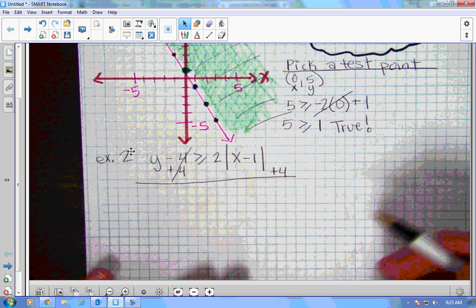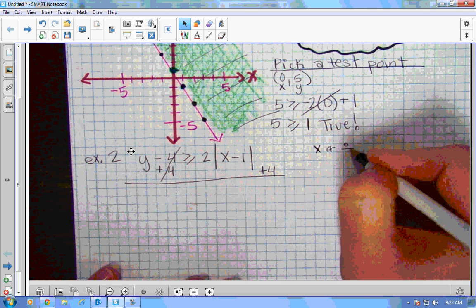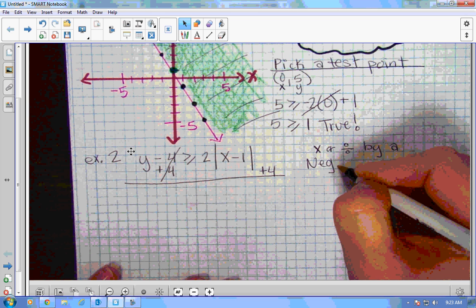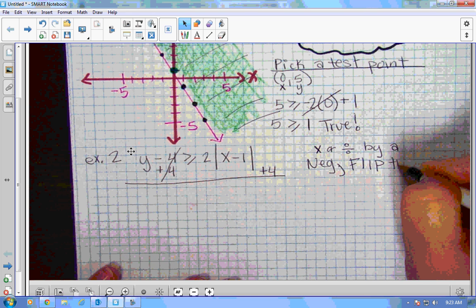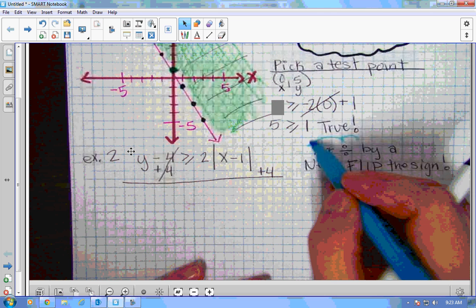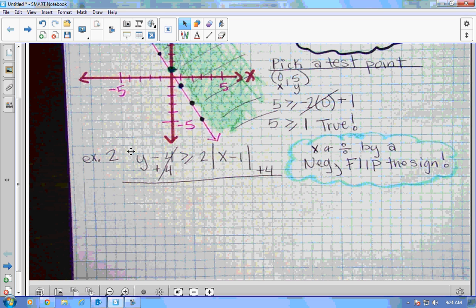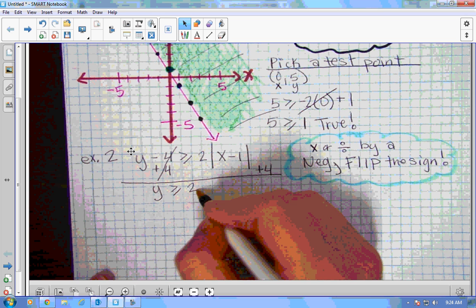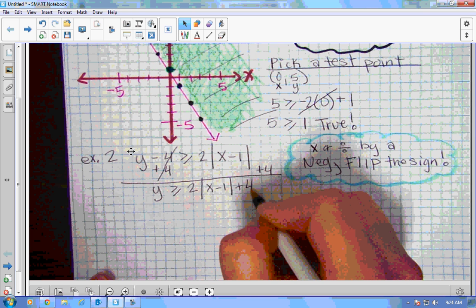Now careful with inequalities. If you multiply or divide by a negative on both sides, you have to flip the sign. So keep that in mind. In this case, we were adding 4, so we don't have to worry about it. But if you multiply or divide by a negative, you have to flip the sign. So we can keep our sign the same. y is greater than or equal to 2 absolute value x minus 1, absolute value, plus 4 goes after the absolute value.